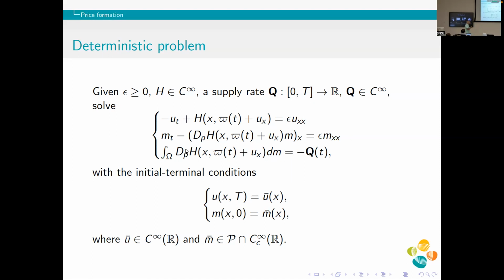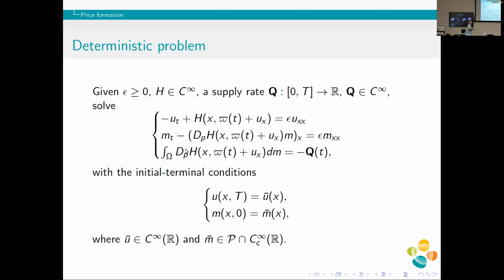The evolution of the agents follows a transport or a Fokker-Planck equation, and there is an integral condition that couples these two equations and tells you, in fact, that the aggregate demand matches supply. Agents have terminal goals, so this is encoded in a terminal value for the value function, and we know where the agents are at the beginning of time.